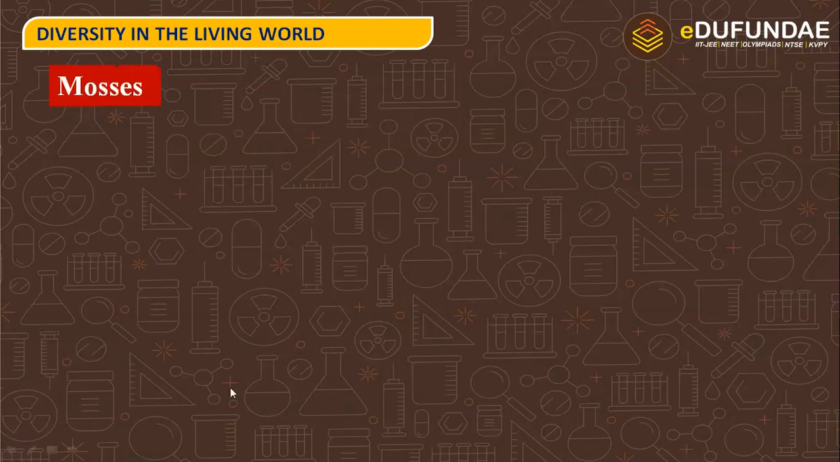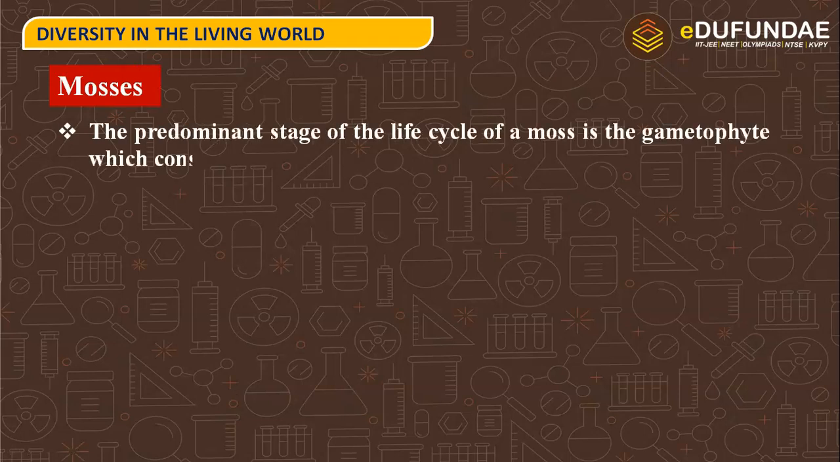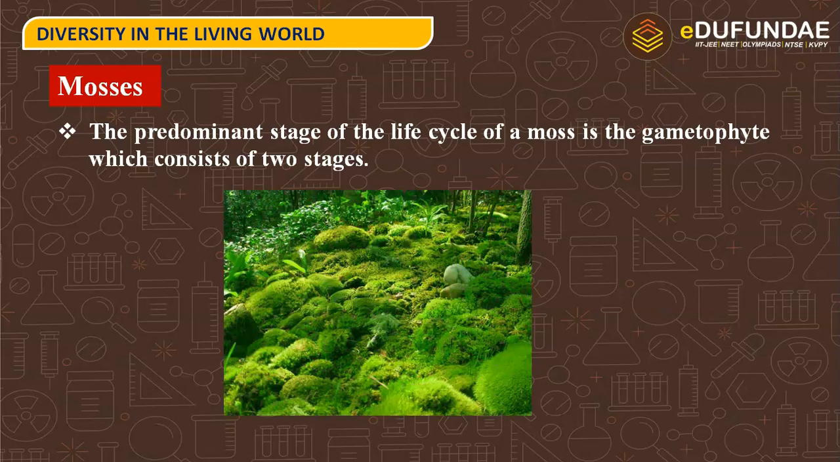Next we have mosses. The predominant stage of the life cycle of a moss is gametophyte, which consists of two stages. So in the beginning we discussed that in bryophytes, the main body is the gametophyte, and in the case of mosses there are two further substages. Here you can see the growth of the mosses all around the area.